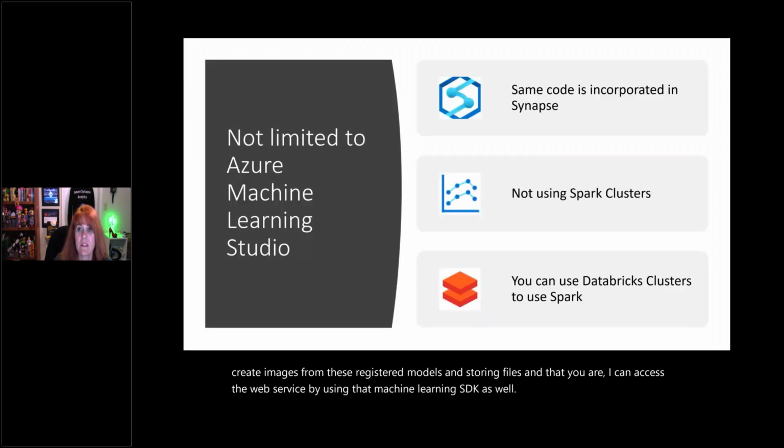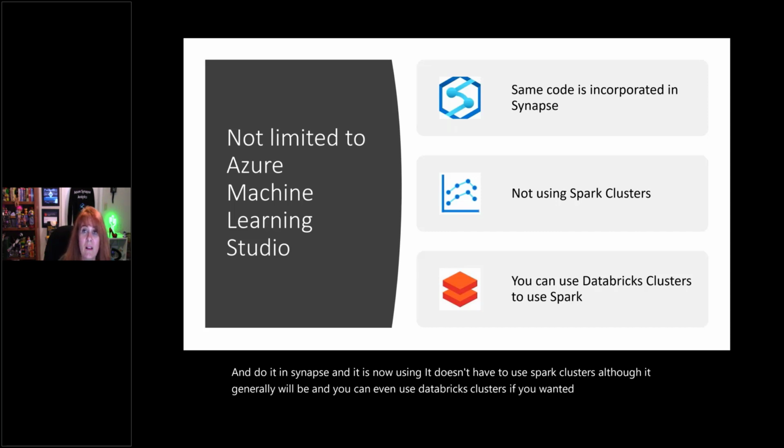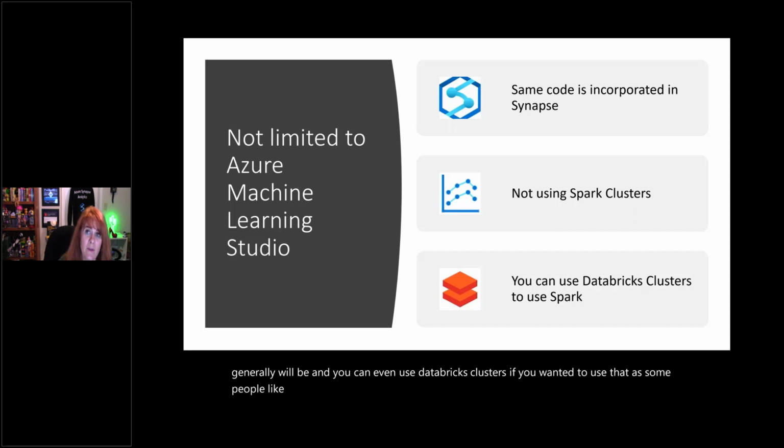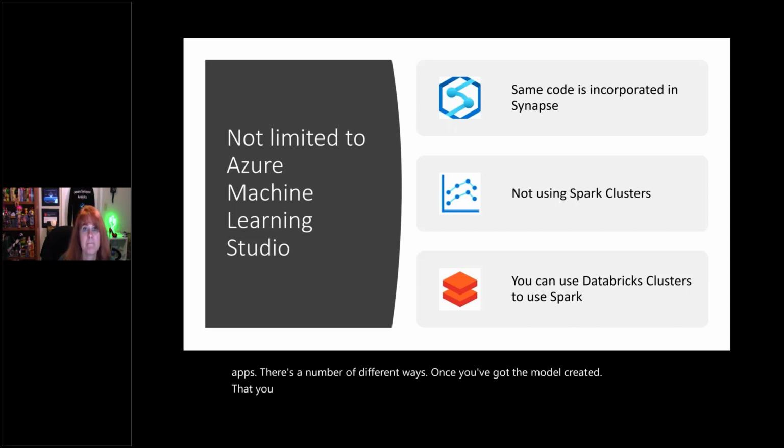So again, this isn't limited to Azure Machine Learning Studio. I can do it in Synapse, and it doesn't have to use Spark clusters, although it generally will. And you can even use Databricks clusters if you wanted to use that as well. Some people like to do that because of the optimization that Databricks includes for Spark. So you've got a number of ways of improving the performance of your model when you have implemented it. And you can use it in a number of different pipelines. You can call it from web apps. There's a number of different ways that you can use it once you've got the model created.